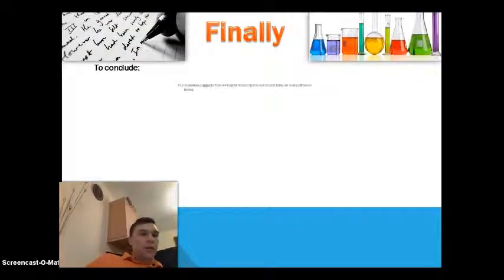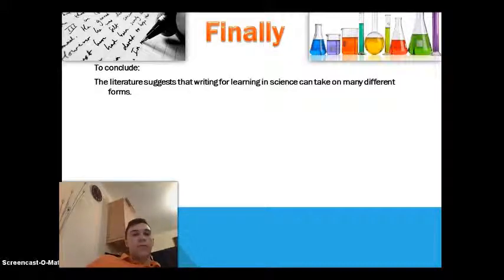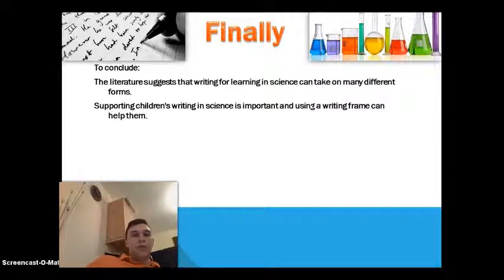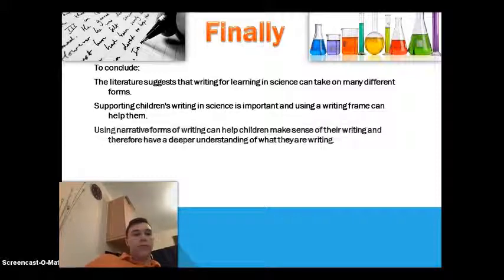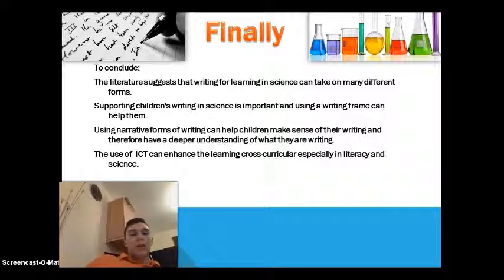Finally, to conclude, the literature suggests that writing for learning in science can take on many different forms. Supporting children's writing in science is important, and using a writing frame can help them. Using narrative forms can help children make sense of their writing and therefore have a deeper understanding of what they are writing about. The use of ICT can enhance learning across all subjects, and especially when it comes to literacy and science.